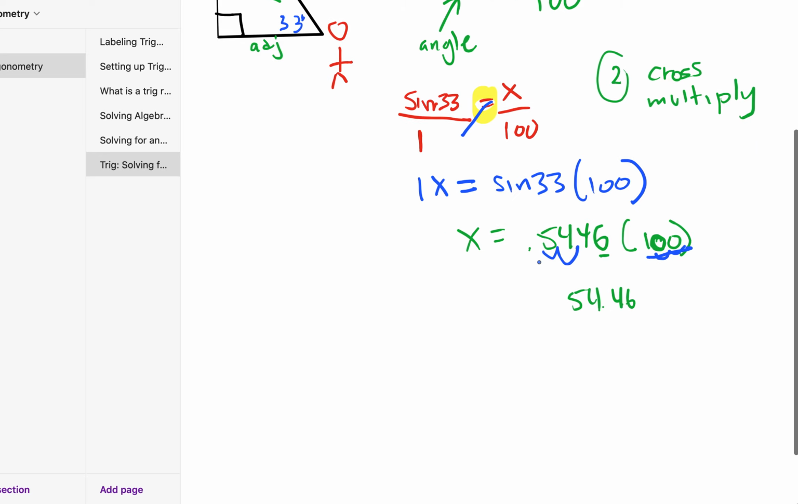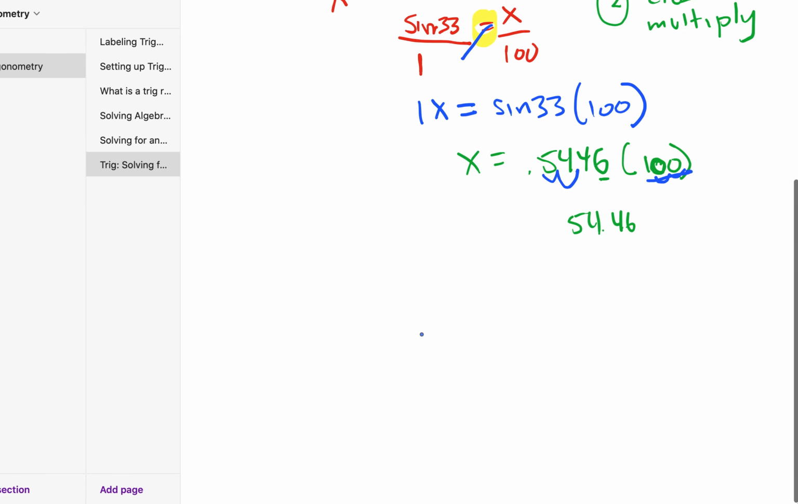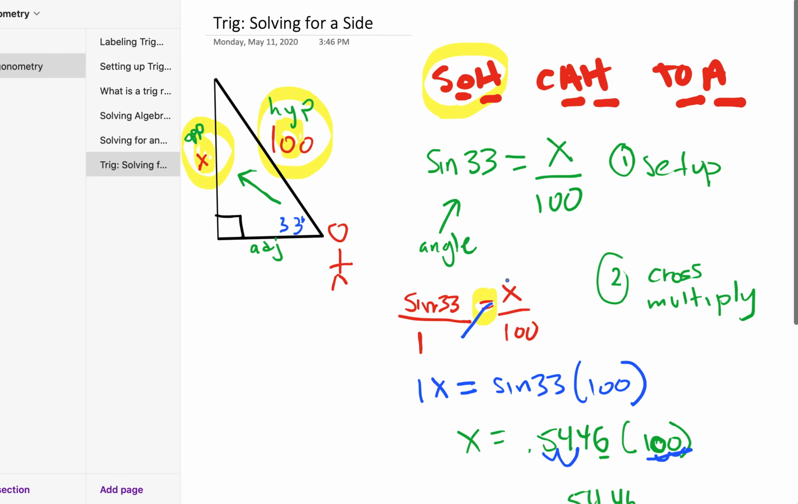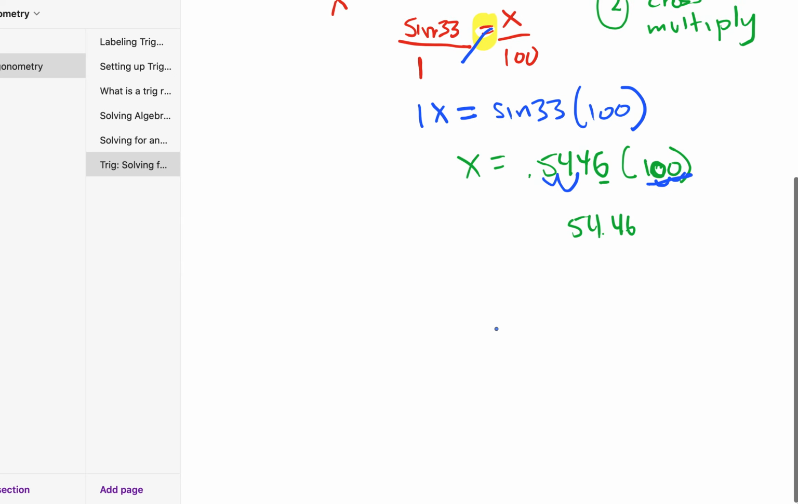So that's how we set up solving for a missing side. And it was pretty easy because the cross multiplying left x by itself. So let's do another one that isn't going to be as simple with respect to solving the algebra. And we have a video of how to solve using any algebra up through trigonometry. So that'll be another video to look out for.